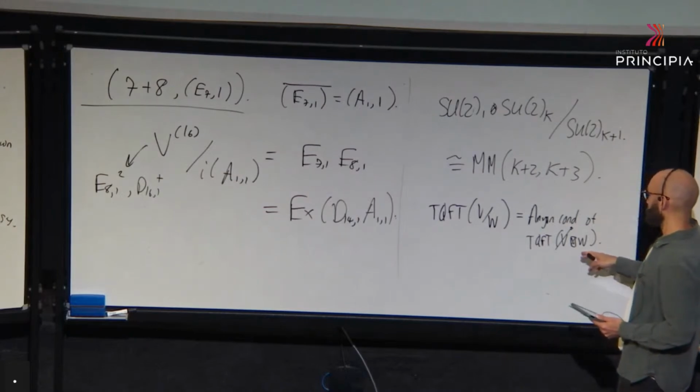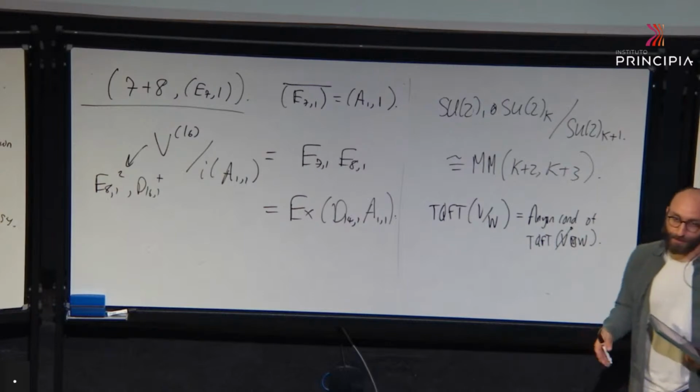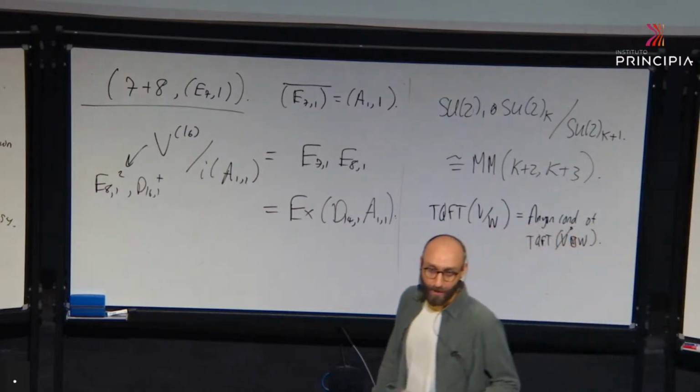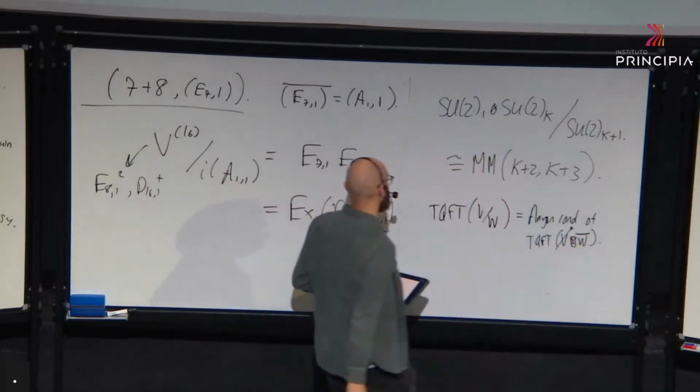So in general, you expect it to be an anion condensation of the TQFT of W, but it just turns out that most of these W's don't have any non-trivial anion condensations. So, sorry, this should be conjugate.